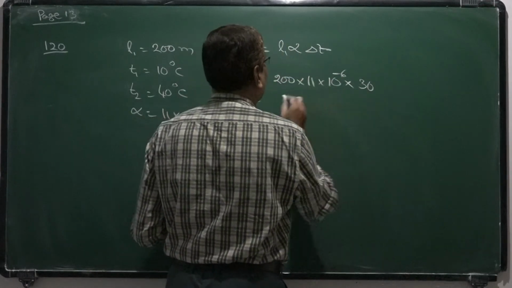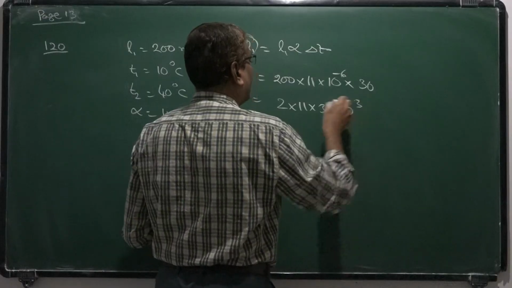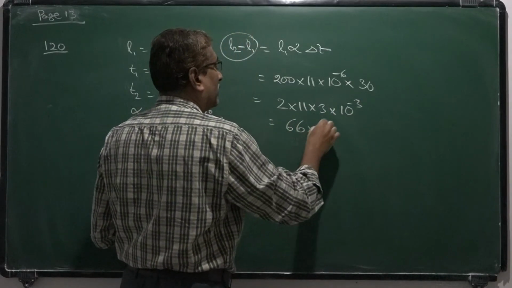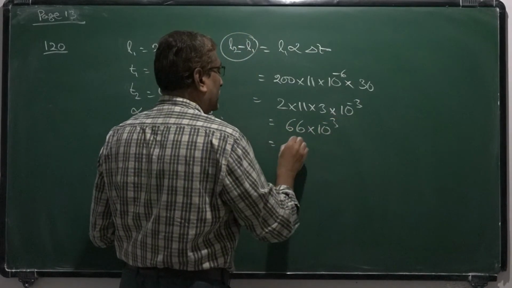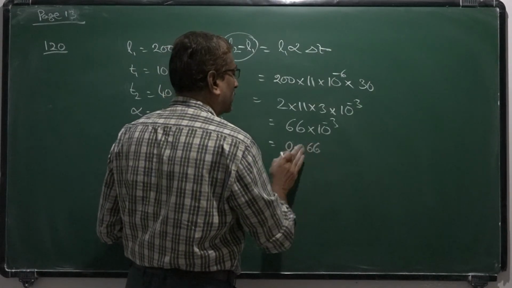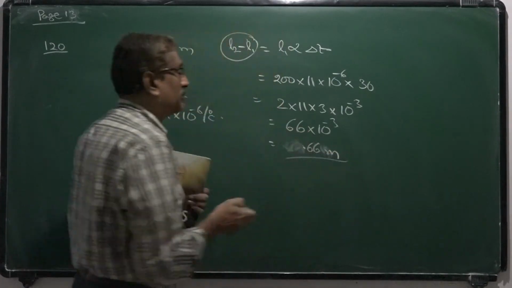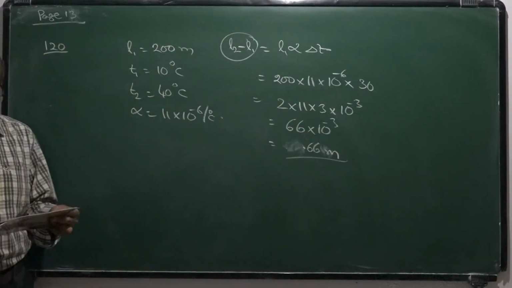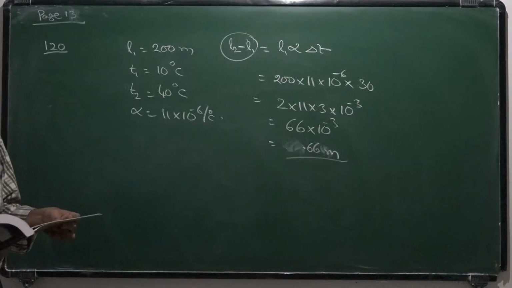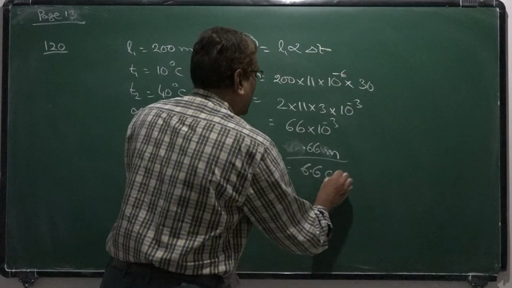So 2, 11, 3, 10 power minus 3. That is 66 into 10 power minus 3. That is 0.066. Okay, 6.6 meter. Or we can say this is 6.6 centimeter.